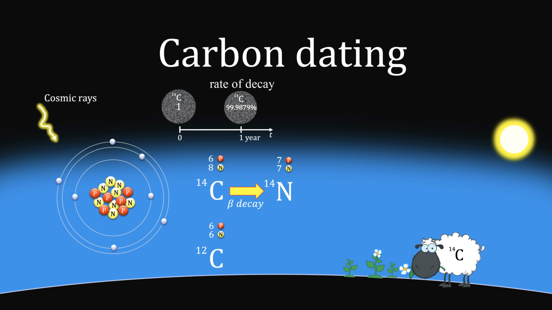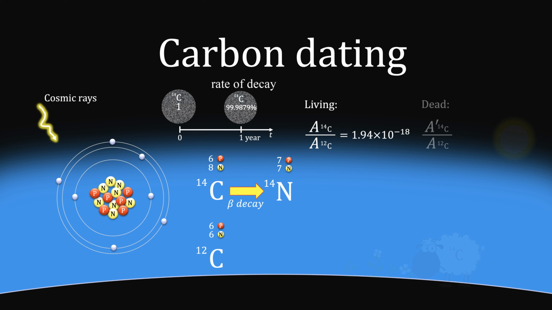But since we're also constantly absorbing carbon-14 through food, the amount of carbon-14 reaches equilibrium in our body. So all living things have a pretty much similar carbon-14 to carbon-12 ratio. Say it's 1.94 times 10 to the power of minus 18. But once that organism dies, it stops taking in more carbon-14, but carbon-12 stays the same. So now this ratio will go down.